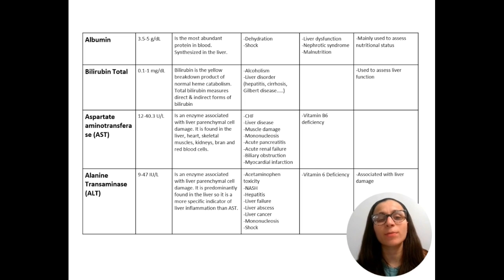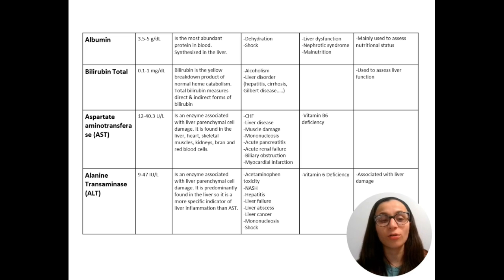Next we go on to albumin. Albumin is 3.5 to 5. It's the most abundant protein in the blood, and it's synthesized in the liver. So if it's low, liver failure could be a reason. It's mainly used to assess nutritional status.